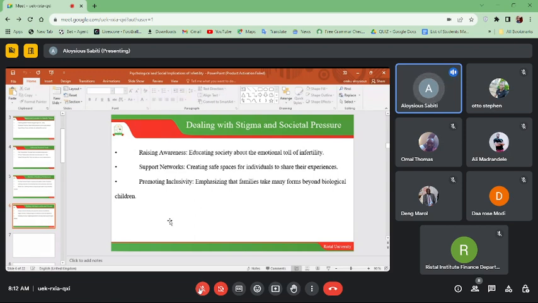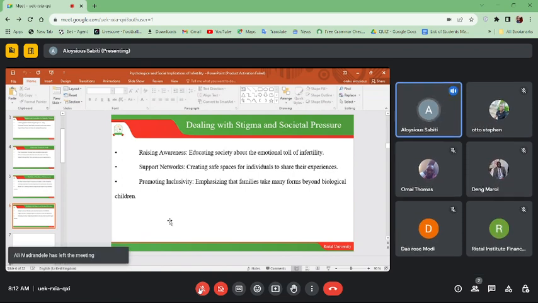But support networks also, you need to create safe spaces for individuals to share their experiences. So you will be able to bring individuals that have suffered the same cases, and you can bring them along so that they are able to share experience, possibly how they have overcome, so that they feel at peace that they are not the only people who have suffered such injustice.